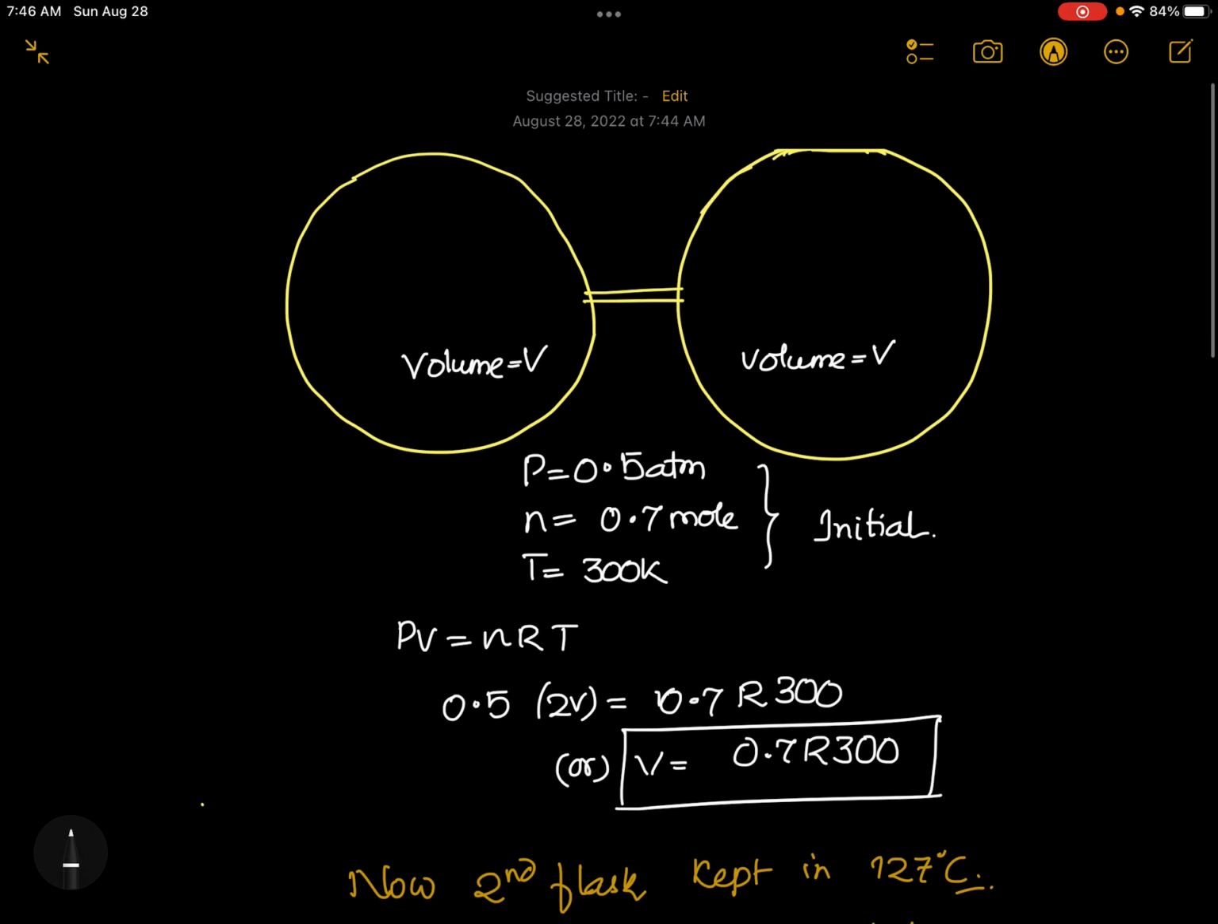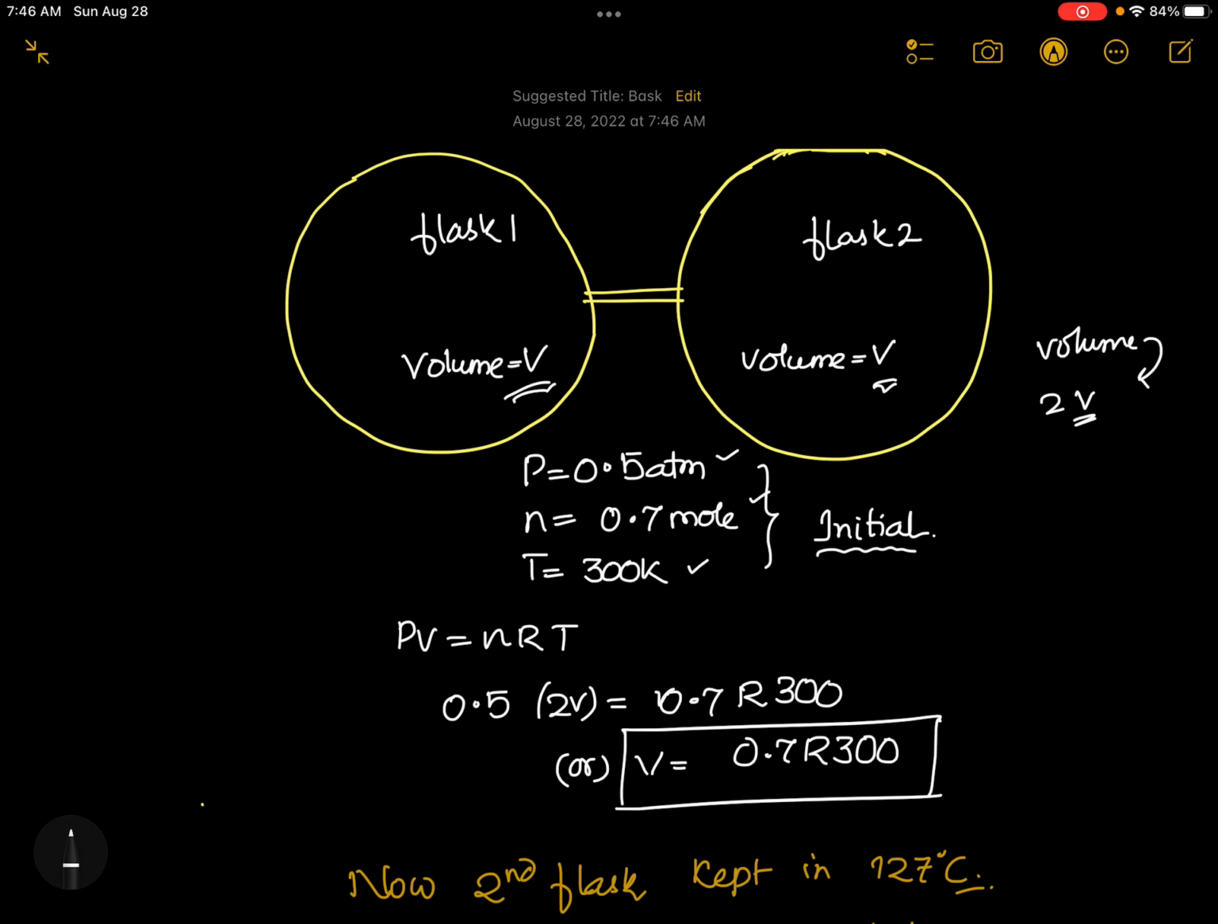See, here I am taking two equal volume containers. This is flask 1 and this is flask 2. Volume V and this is volume V. So total volume, if you are taking, will become 2V. Pressure is given 0.5 atmosphere. Total number of moles given is 0.7 mole. And temperature, both are kept at 300 Kelvin. 27 degrees Celsius means 300 Kelvin. So these are the initial conditions given.